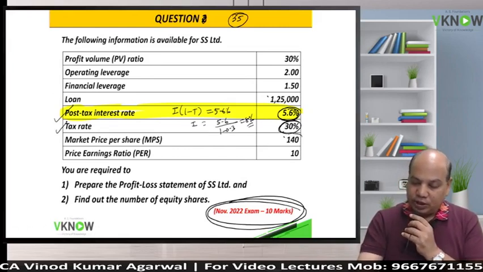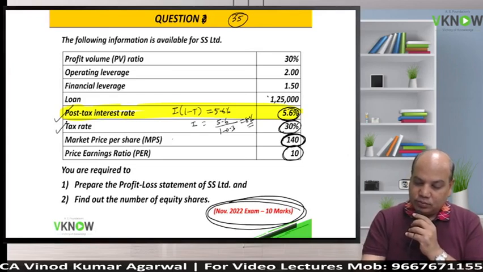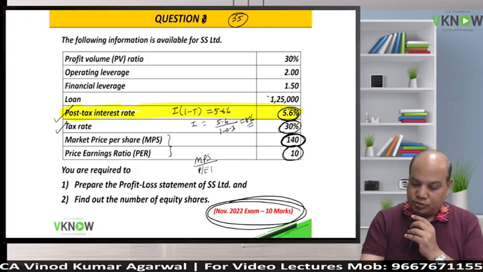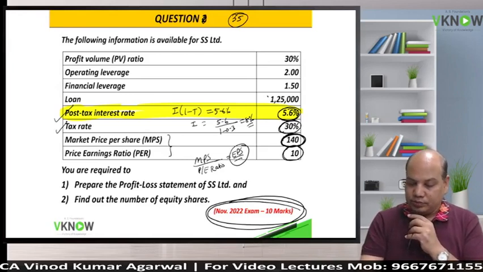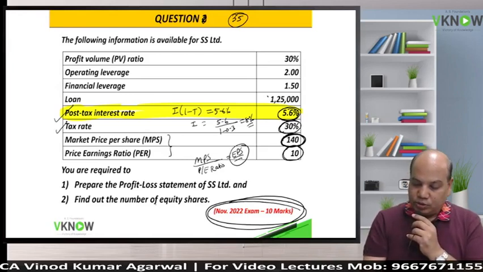Now you are given the market price of the share is 140, and the P/E ratio is given as 10. Market price, MPS divided by P/E ratio. Answer my question. What will you get? One student is saying we will get EPS. You are right. So once you get EPS, you will be able to answer this question.